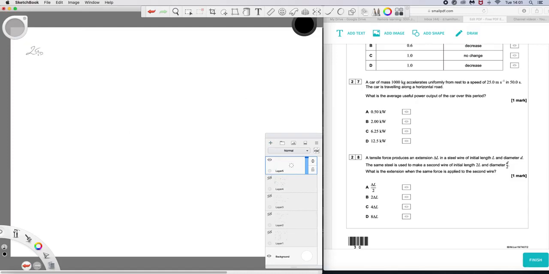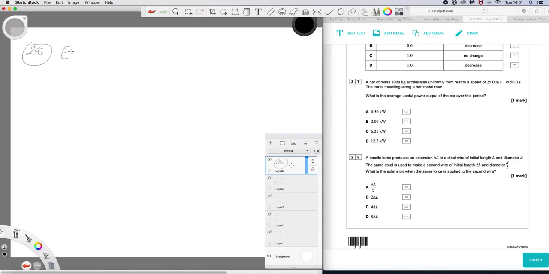28. A tensile force puts tension, extension delta L, in a steel wire of initial length L, diameter D. The same steel, same Young's modulus therefore, is used to make a second wire of initial length 2L and diameter D over 2. What is the extension?